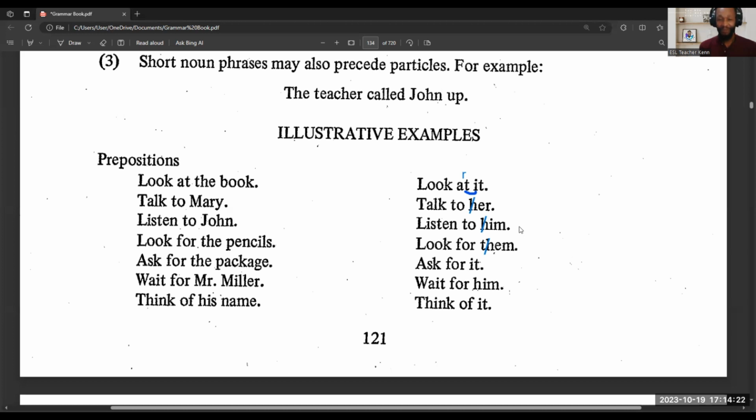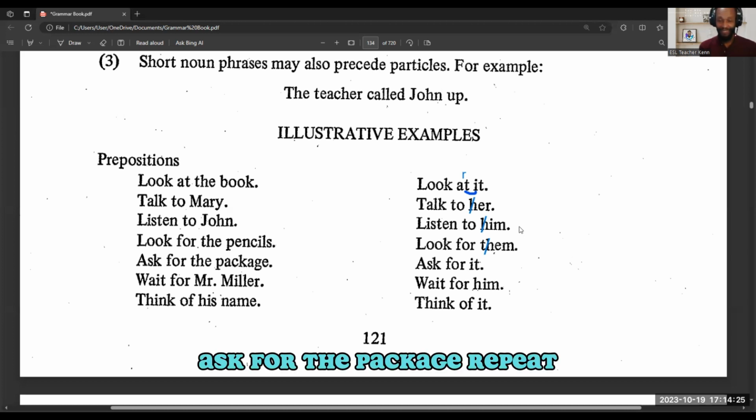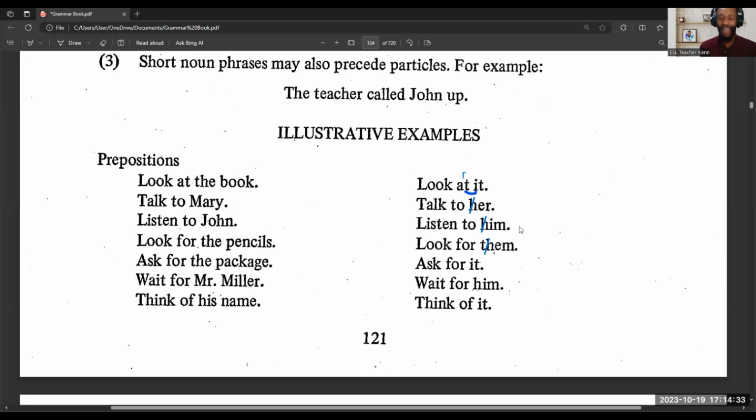Let's continue. Ask for the package. Repeat. Again, ask for the package. Ask for it. Again, ask for it. Wait for Mr. Miller. Again, wait for Mr. Miller. Wait for him. Again, wait for him.